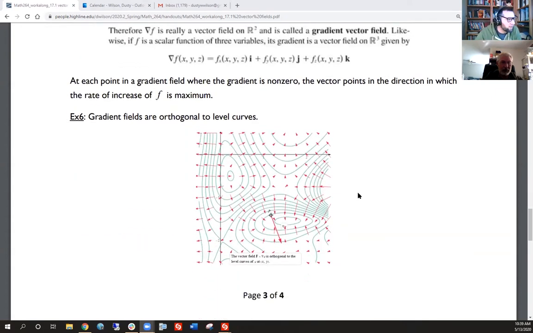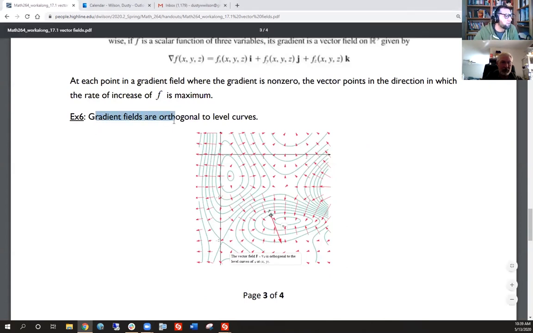So one thing that's kind of important here to note is that gradient fields are orthogonal to level curves. And so here, the light blue or teal represents the level curves of a 3D surface. And then of course the vectors represent the gradient field.